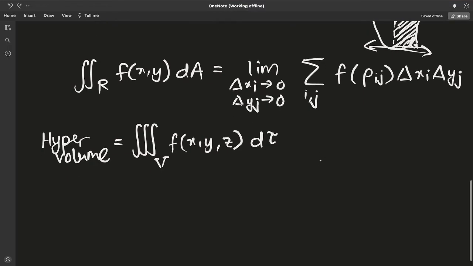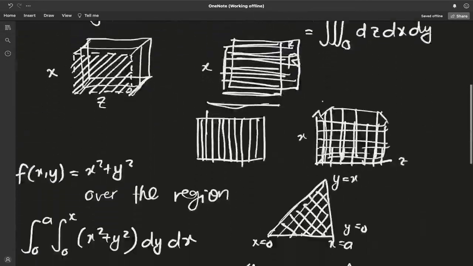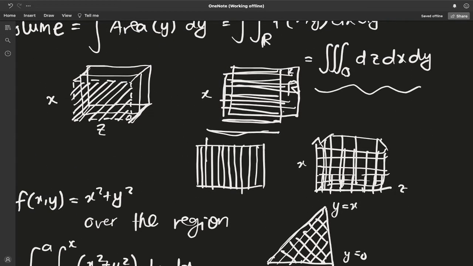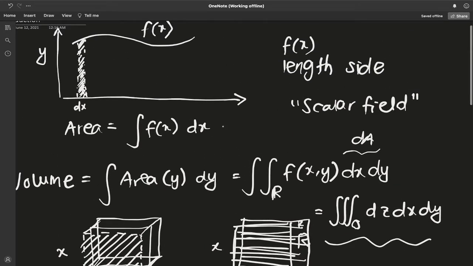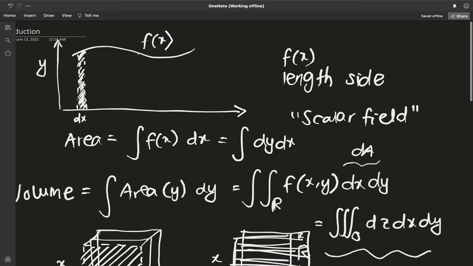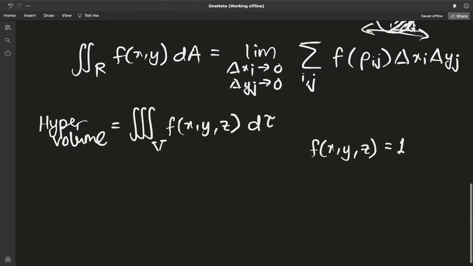And of course, if f of x, y, z is 1, then it just becomes a volume. Similarly, you could have even represented this as the integral of 1 times dy dx over this appropriate area, this entire thing, this area S.